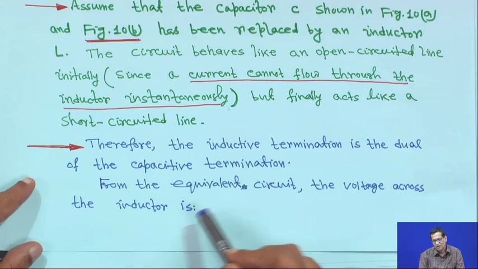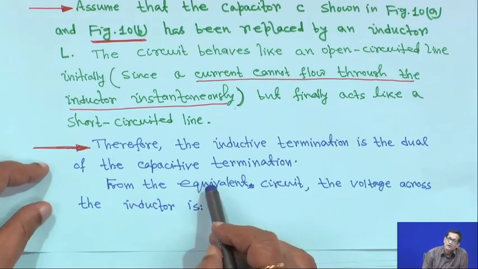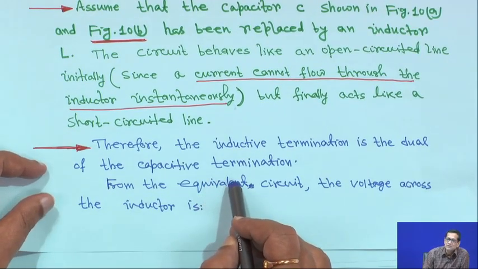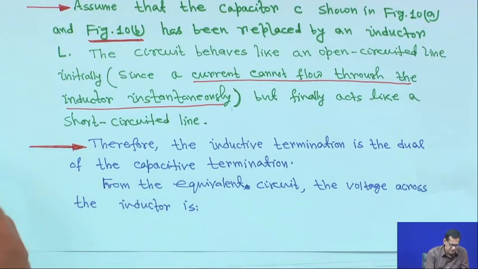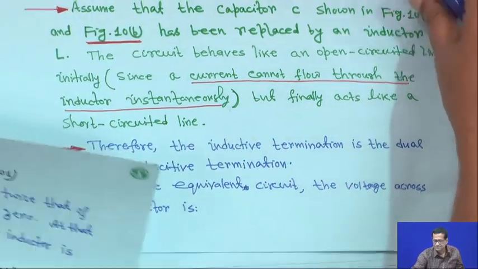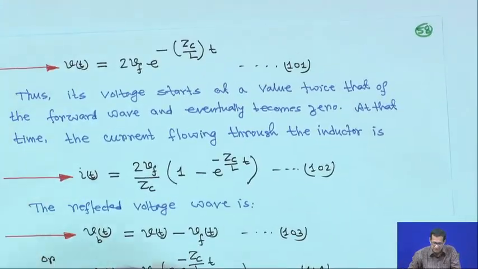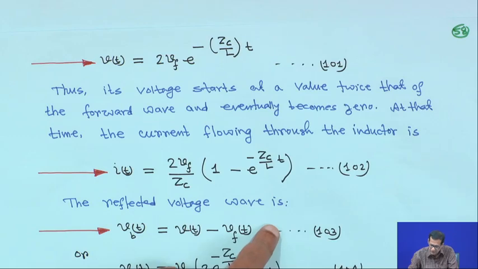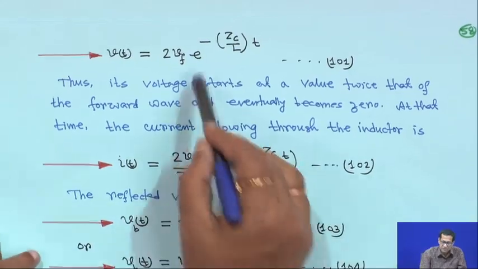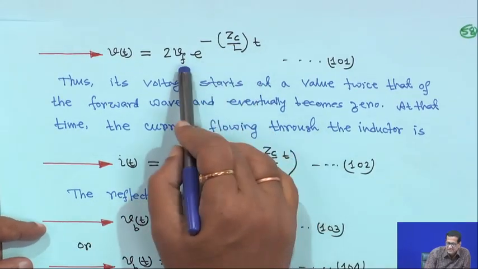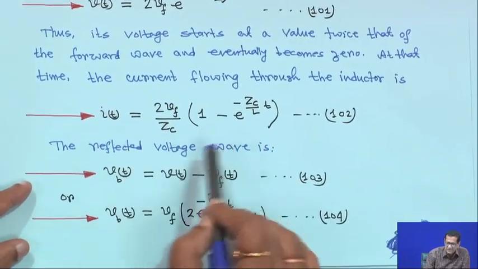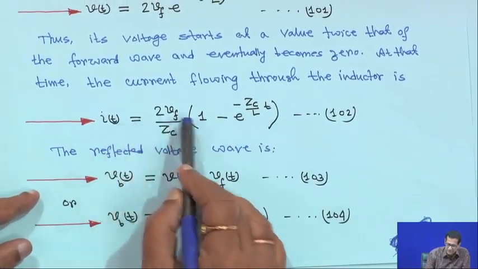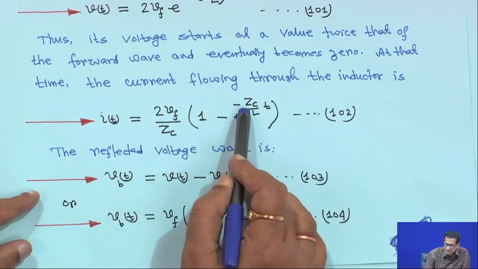What is happening for the current in the capacitor will happen for the voltage, I mean just dual, right. So, from the equivalent circuit, the voltage across the inductor we can write as V t is equal to 2 V f into e to the power minus Z c upon L t. Similarly, the current expression is I t is equal to 2 V f upon Z c into 1 minus e to the power minus Z c upon L into t.